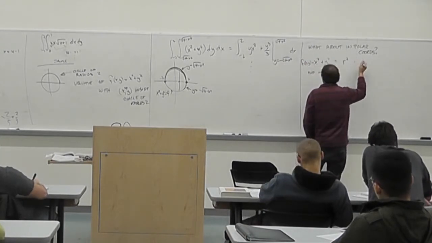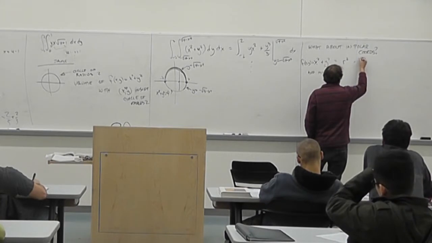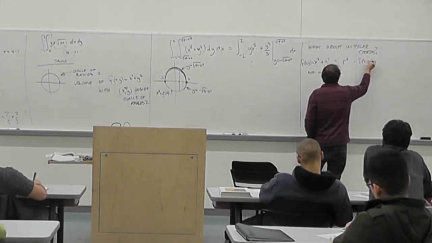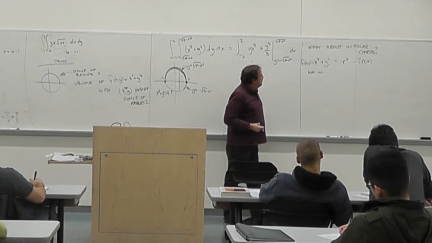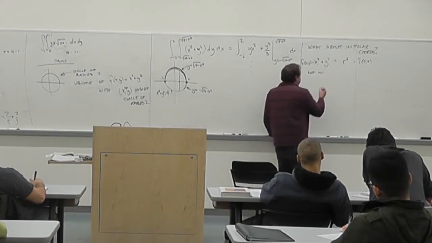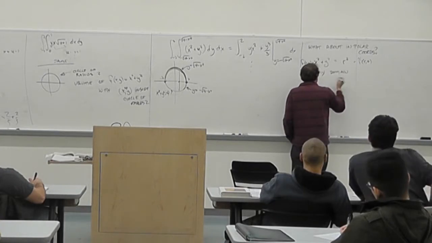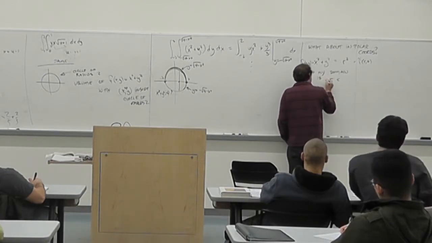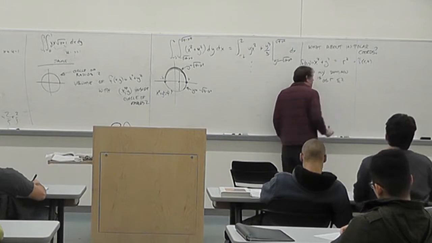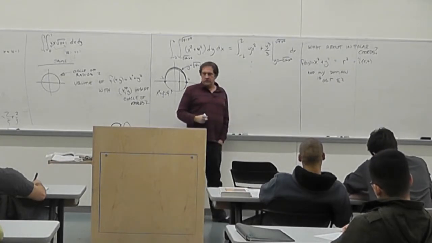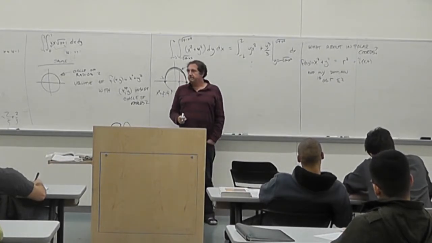So this is some other function. My region, my domain, is just r goes from 0 to 2. Also much simpler.